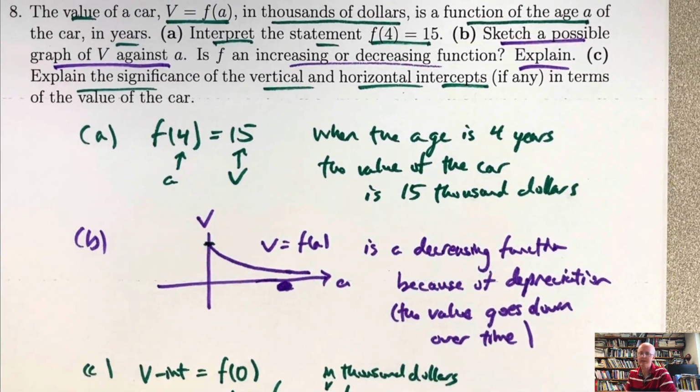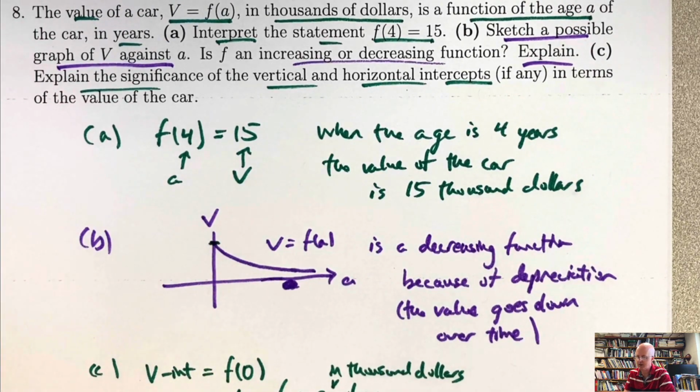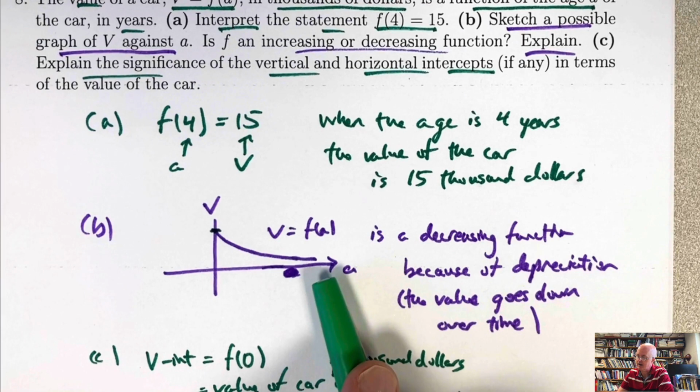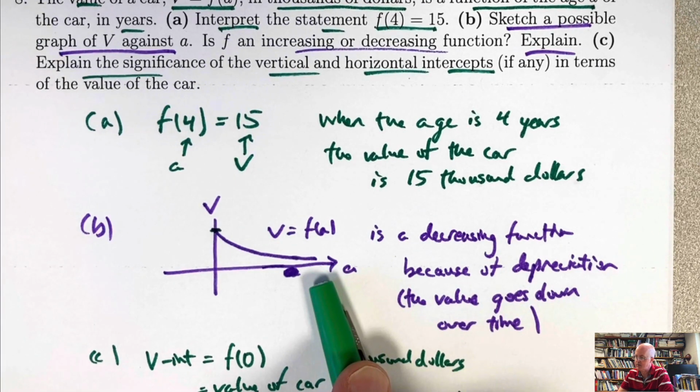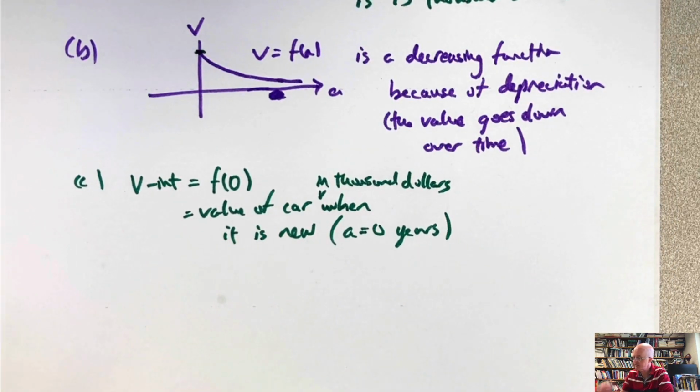I would argue technically there's no horizontal intercept. Technically speaking, even if your car is 30 years old, it's got a tiny bit of value as long as it's running. I mean, well, even if it's not running, it's got some junk value. If it did have a horizontal intercept, an A-intercept in this case, that would be the age at which its value is 0. You could write that down.